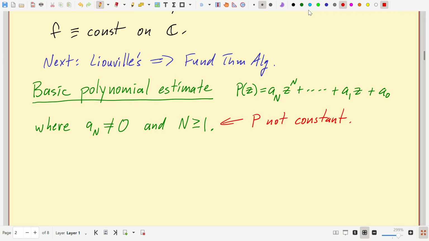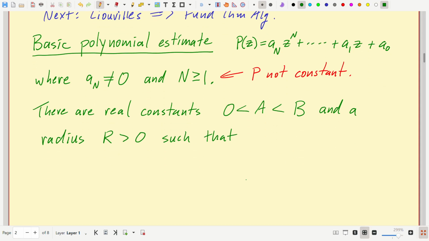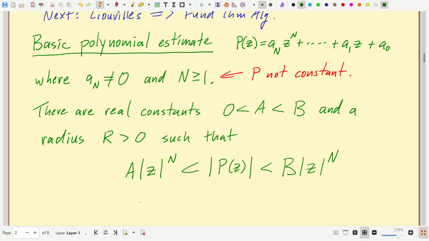Then the basic polynomial estimate says there are real constants, and they're all going to be positive, so 0 less than a less than b, and a radius R which is also positive, such that a|z|^n is less than |p(z)| is less than b|z|^n when the modulus of z is bigger than that radius, so outside some circle.